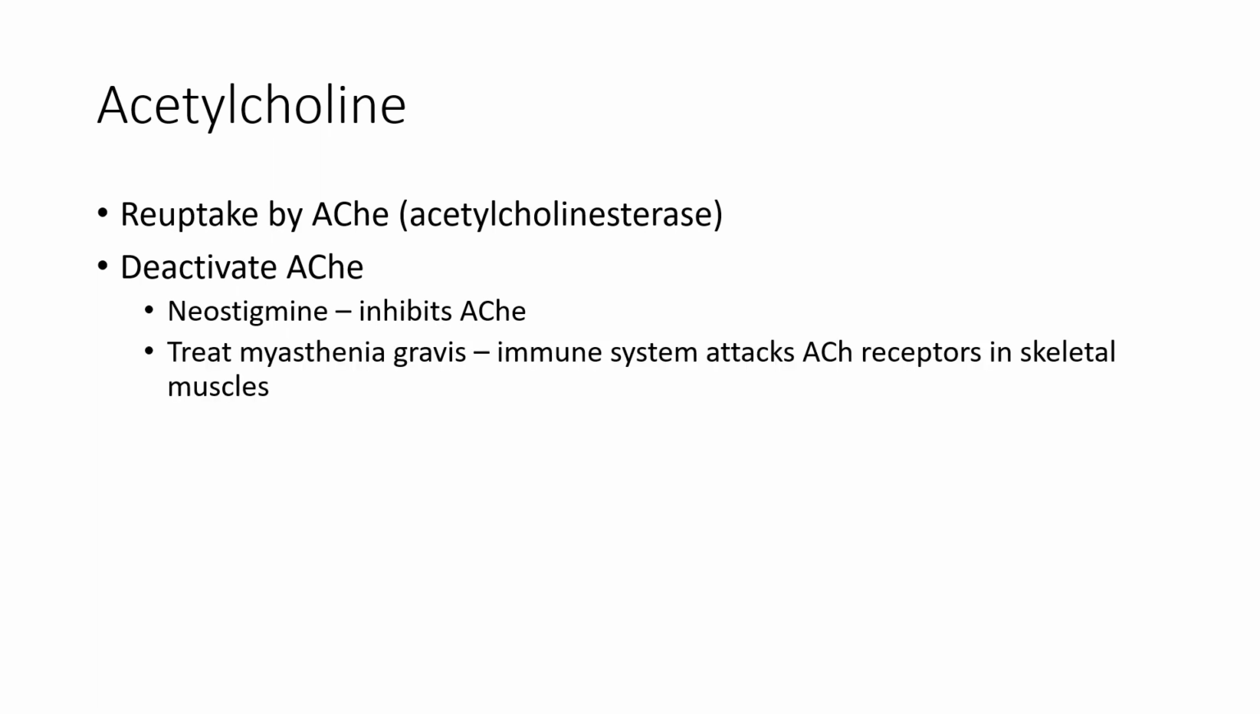And this drug is given to treat what is called myasthenia gravis. So this is a very severe condition where the immune system actually attacks your acetylcholine receptors in your skeletal muscles. So this particular drug is meant to inhibit the attack on the acetylcholine receptors. And it does that by interacting with or deactivating the acetylcholinesterase that gets rid of acetylcholine in your system.